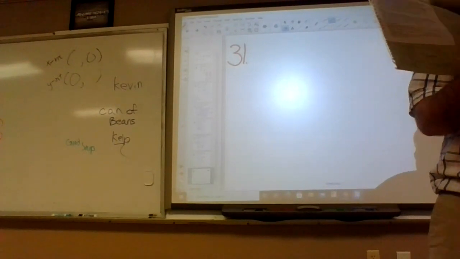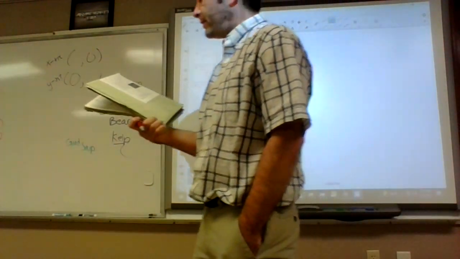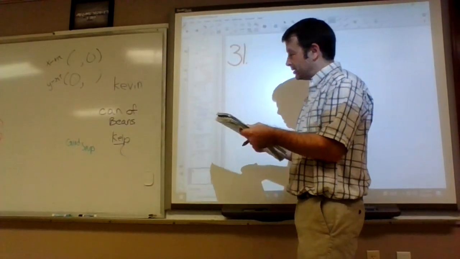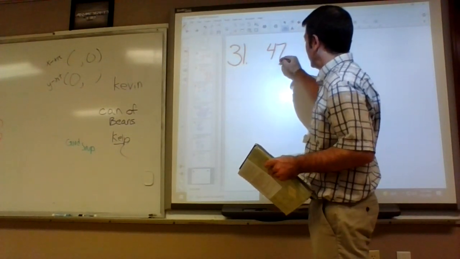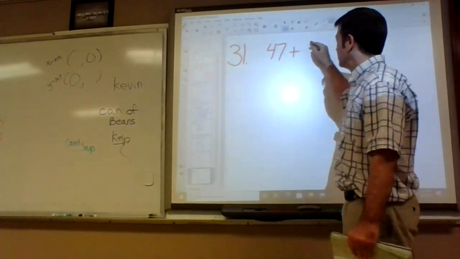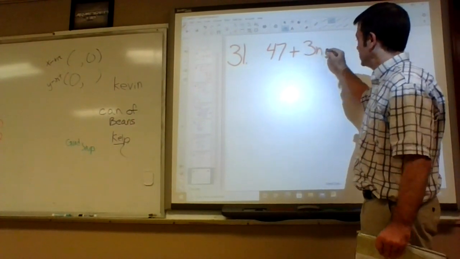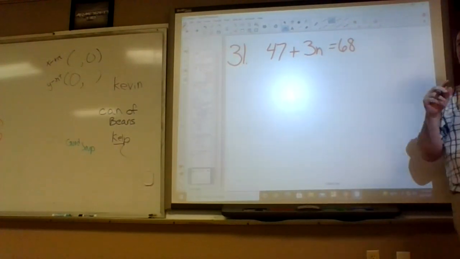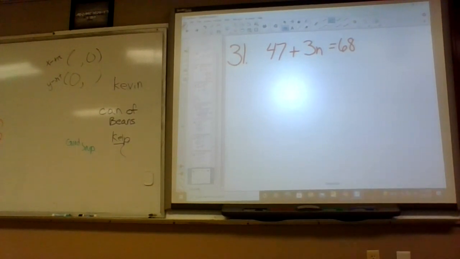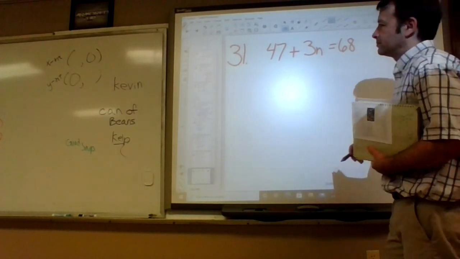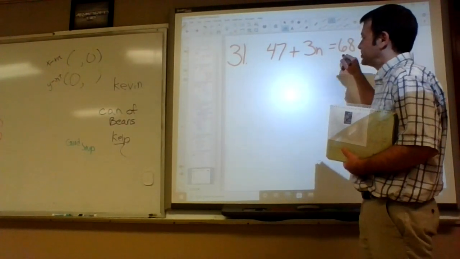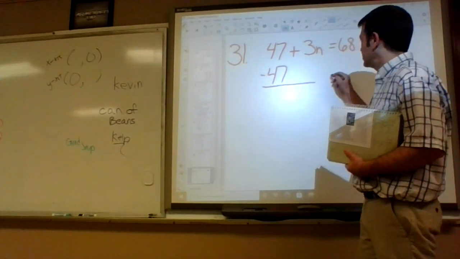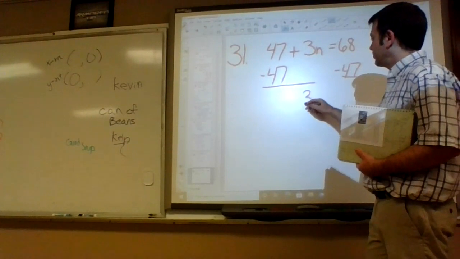Almost all of them. So on 31, it says the sum of 47 and 3 times the number is equal to 68. What does sum mean? Addition. What are we adding? 47 and 3 times the number. It's a little bit easier when they're not story problems if they just tell you what's right. Anyway, it's a normal problem from yesterday. So what's my step at this point? Get rid of the added 47.